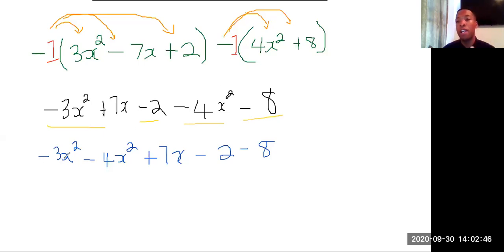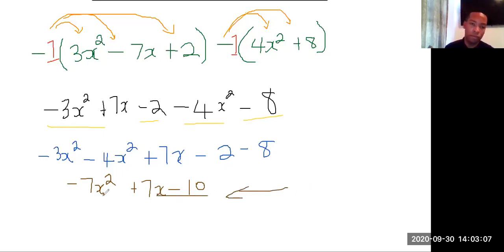Negative 3x squared minus 4x squared is negative 7x squared. All I'm doing is negative 3 minus 4, which is negative 7, and then I'm putting back the x squared. Then plus 7x, and this is minus 10. So that would be my answer right there. This is when we are adding or subtracting polynomials. That's basically it. Sometimes you'll have 6 numbers in here, sometimes you'll have 10, sometimes you'll have x to the 20th power, whatever it is.